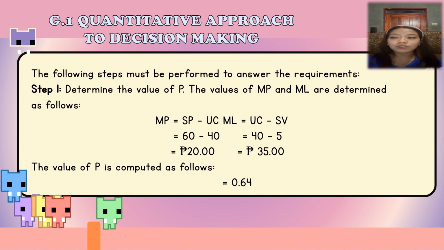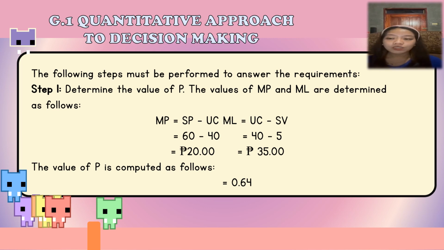So, doon naman tayo sa marginal loss. Para makuha naman natin yung marginal loss is unit cost minus salvage value. So, ang unit cost natin is 40 pesos. So, ang salvage value natin is yung 5 pesos per pack ng piggery owner. So, 40 minus 5 is equal to 35.